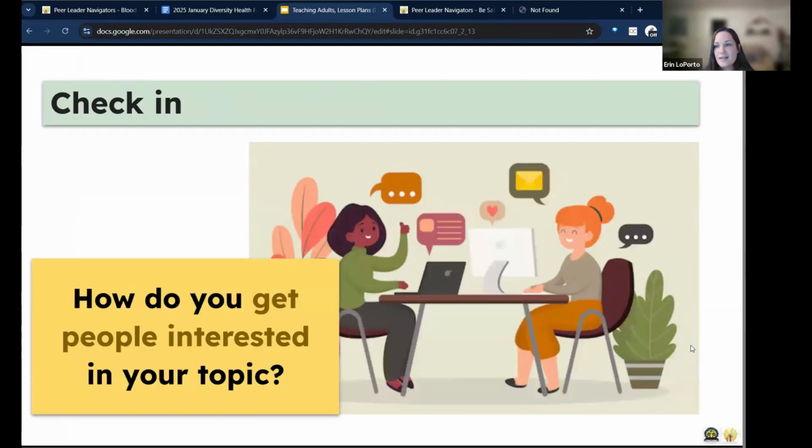Okay, our next check-in. How do you get people interested in your topic? Especially at health fairs, we talked about our health fair that we have at the library, and the guests are just people coming to return their library book. They're not really there to see our table. So how do we get them interested in our topic?